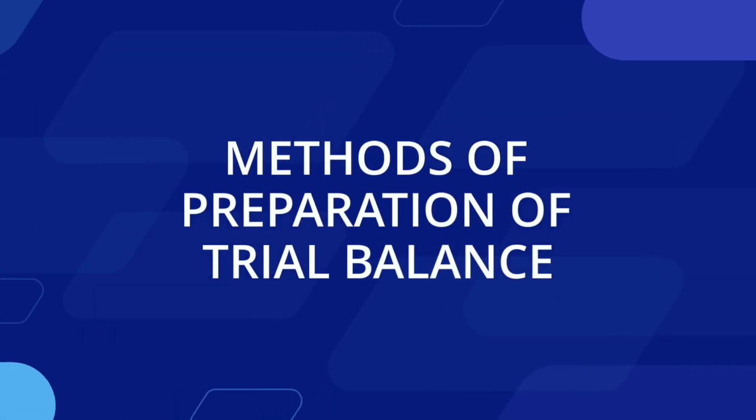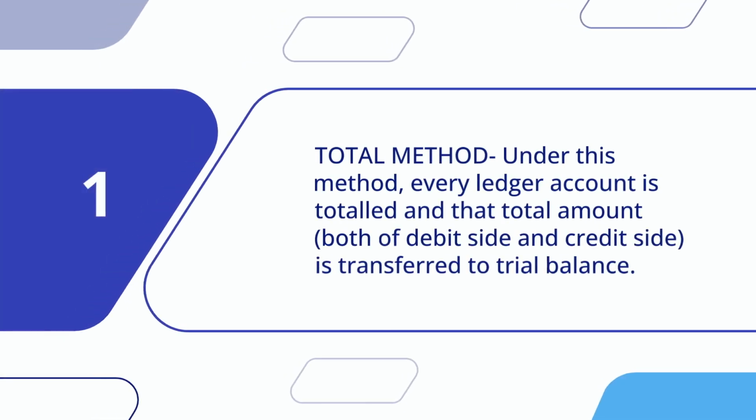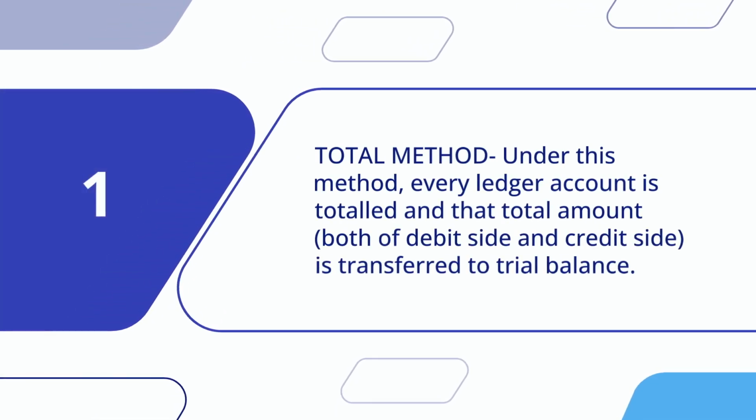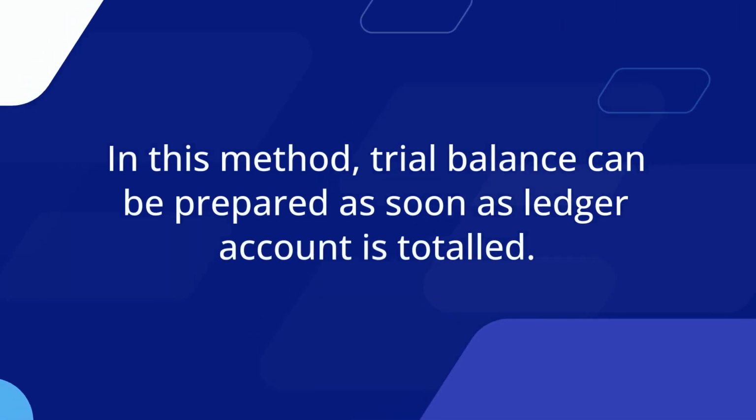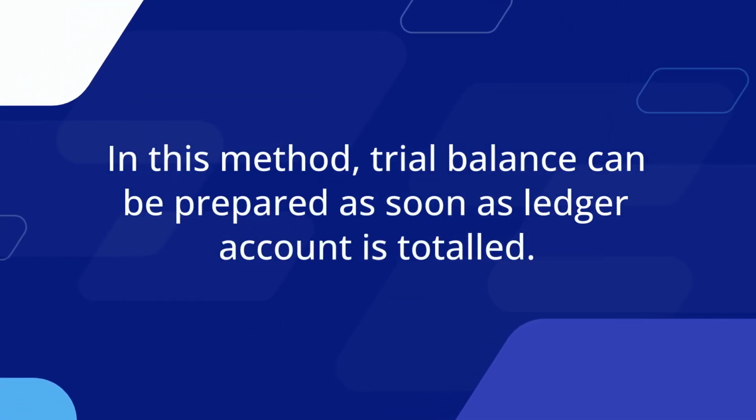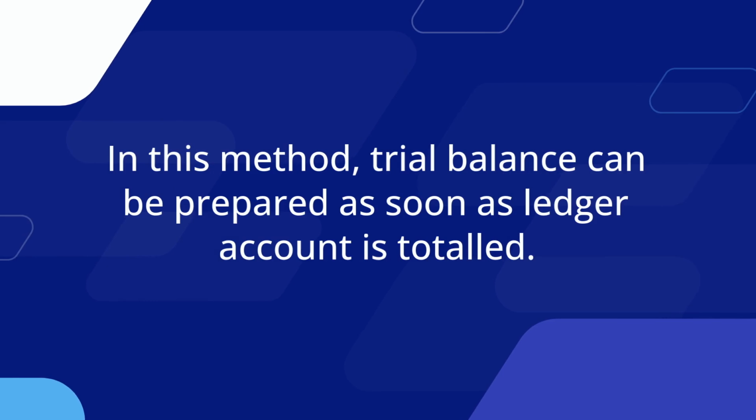Now, let's have a look at the methods of preparation of trial balance. First is total method. Under this method, every ledger account is totaled and that total amount, both of debit side and credit side, is transferred to the trial balance. In this method, trial balance can be prepared as soon as the ledger account is totaled.